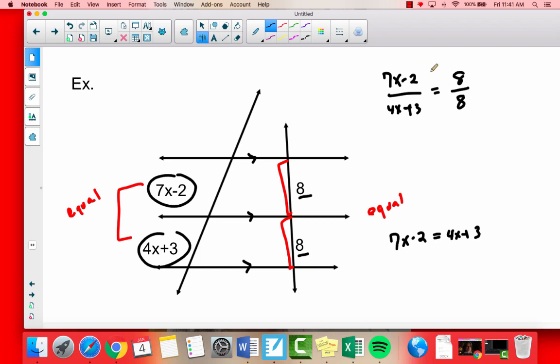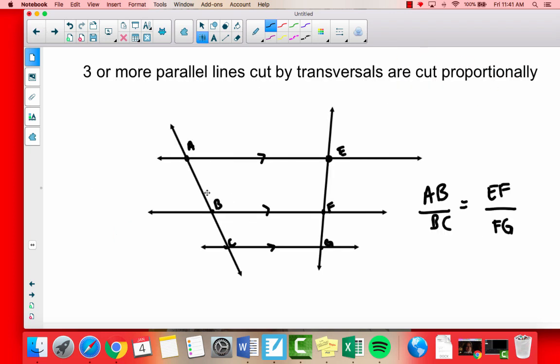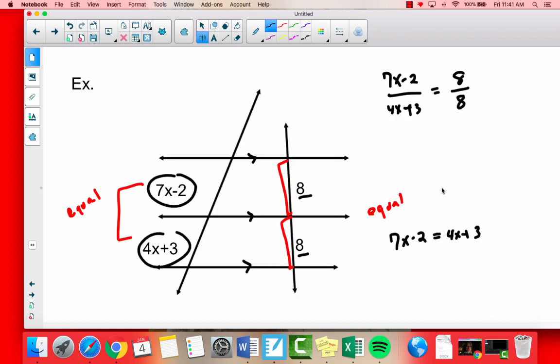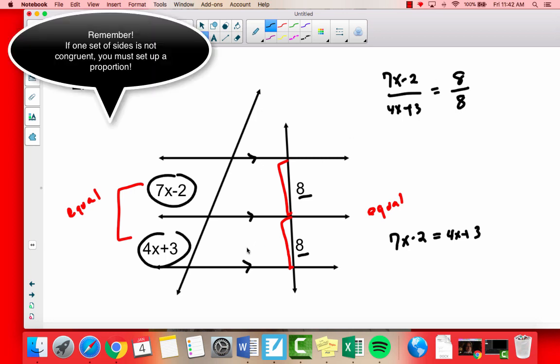So a proportion will work. That's what we did on this last slide. The left sides are equal to the right sides in your ratios. Or, if the 2 sides here are equal, then you can make the other 2 equal. This concept does not work unless one pair are congruent to each other. So if they're not congruent, you have to go ahead and set up a ratio. That's really important.